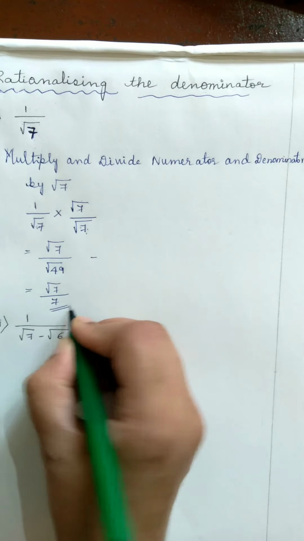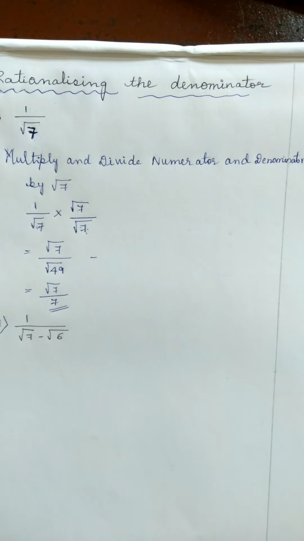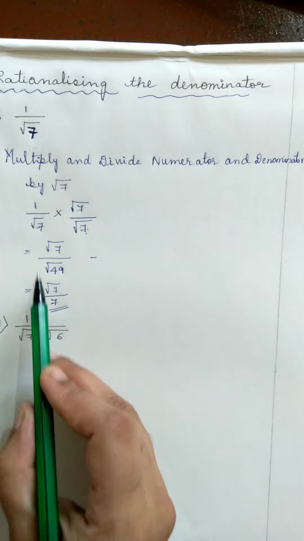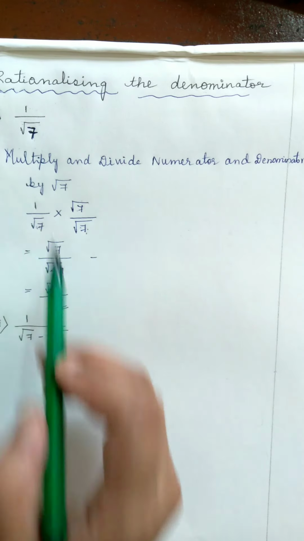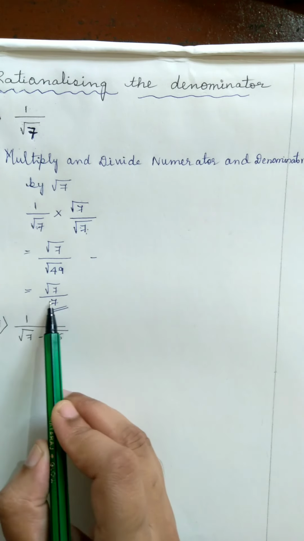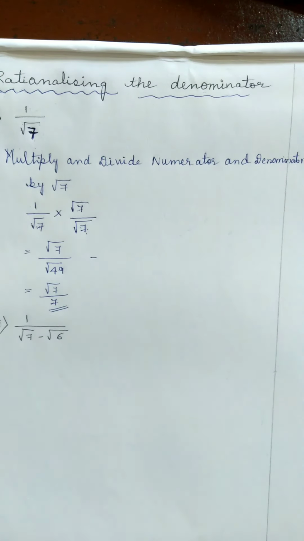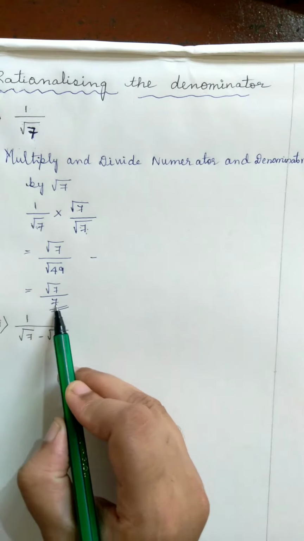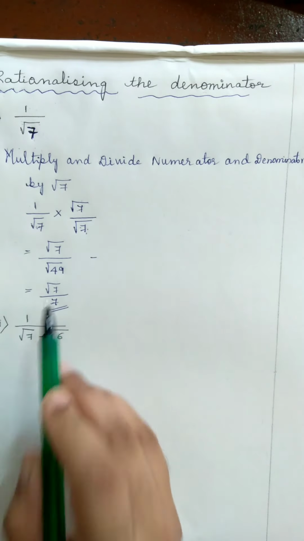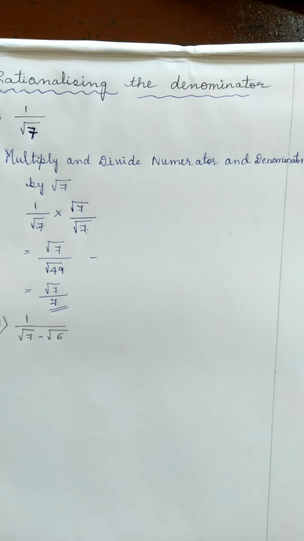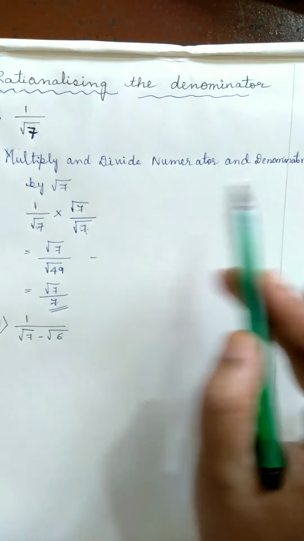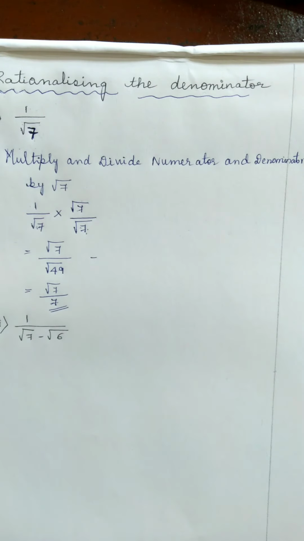Therefore, by using the rationalizing the denominator method, we simplify 1 by root 7 as root 7 by 7. Therefore, the irrational number root 7 is converted into a rational number. The denominator is converted to a rational number by multiplying and dividing the numerator as well as the denominator by root 7. So, this is the method and this is the answer to this problem.